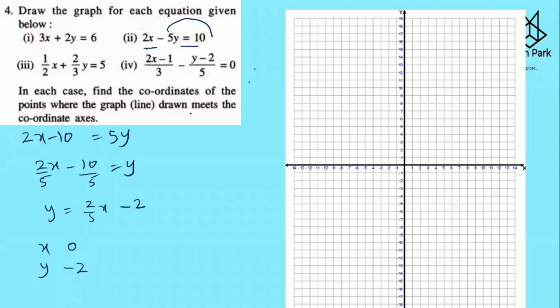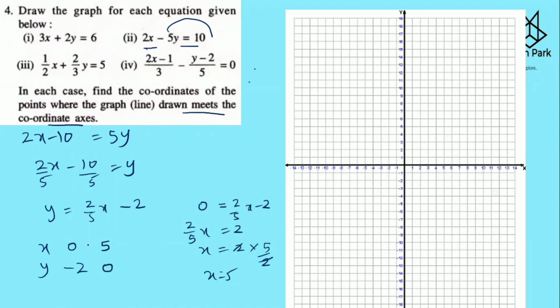Now we want where the line meets the coordinate axis. So let us put y is equal to 0. If you put y is equal to 0, 0 is equal to 2 by 5x minus 2. Minus 2 shifts here. You get 2 by 5x is equal to 2. So x is equal to 2 into 5 by 2. This 2 and 2 got cancelled. So you get x is equal to 5. So if y is equal to 0, you get x is equal to 5.